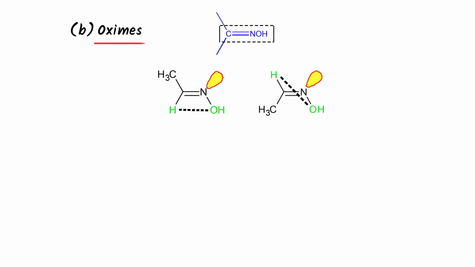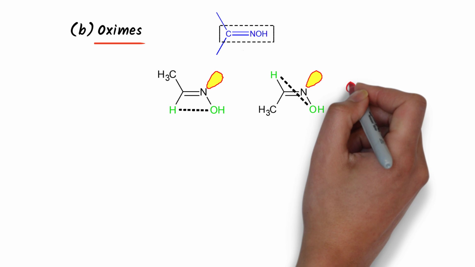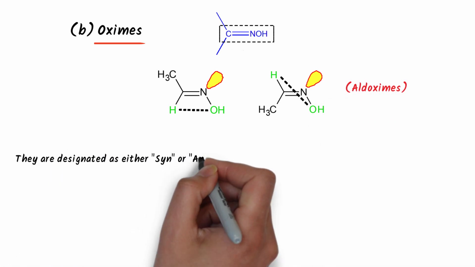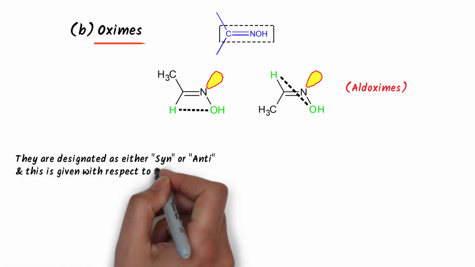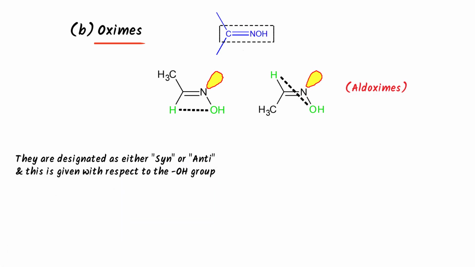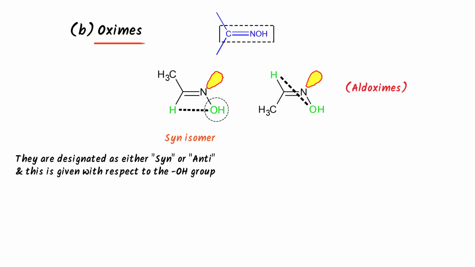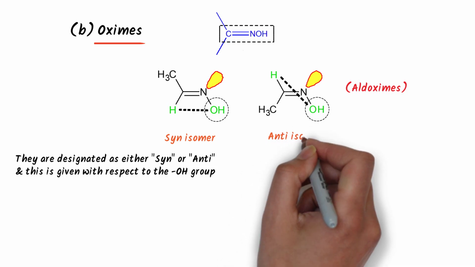Now, how are they designated? Before that, point to be noted is, as you see, we have one methyl and one hydrogen attached to the doubly bonded carbon or the restricted carbon, so it's called an aldoxime. Now, they are designated as either syn or anti, and this is given with respect to the OH group. With respect to that OH group, the hydrogen is on the same side, so it becomes a syn isomer, whereas in the other case, with respect to the OH group, it's on the opposite side, so it's an anti isomer.